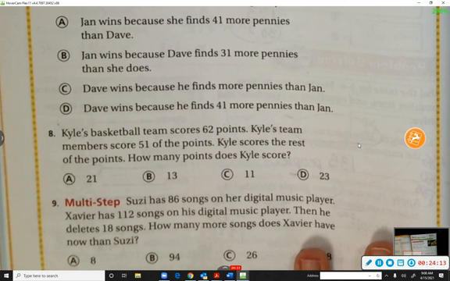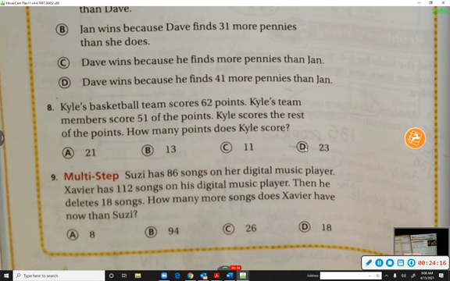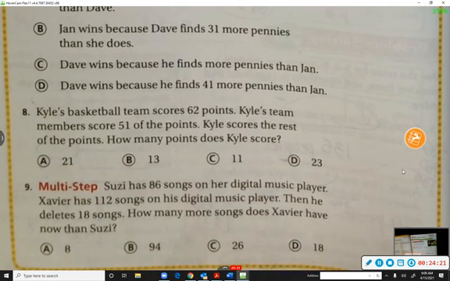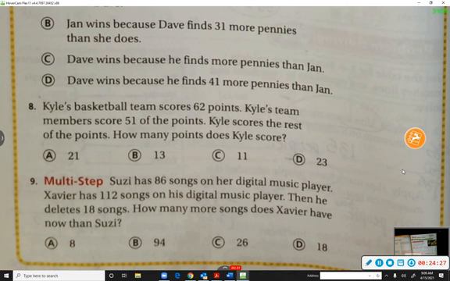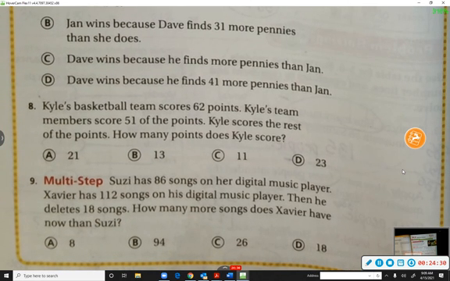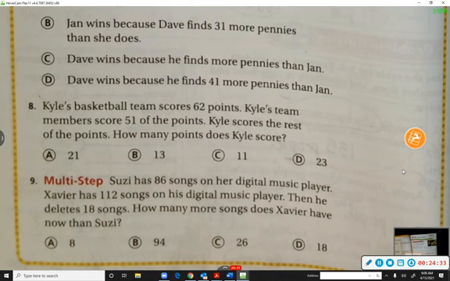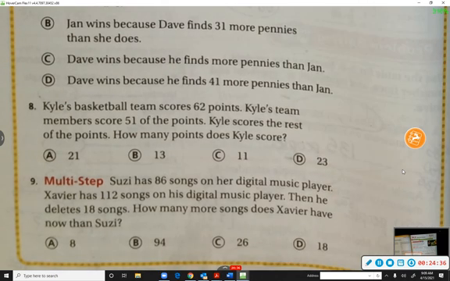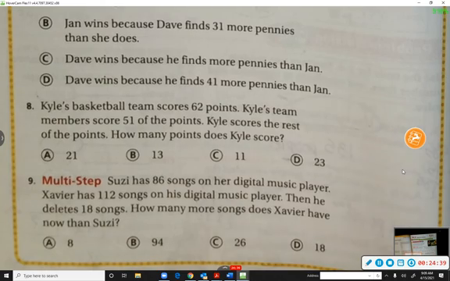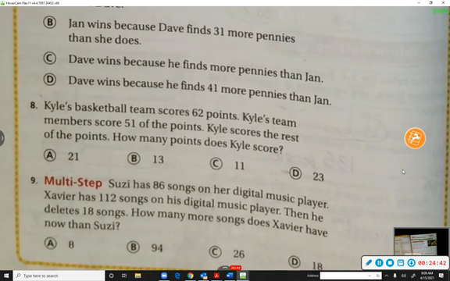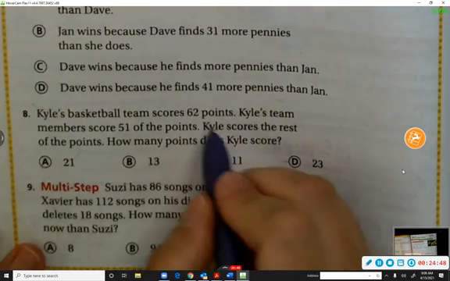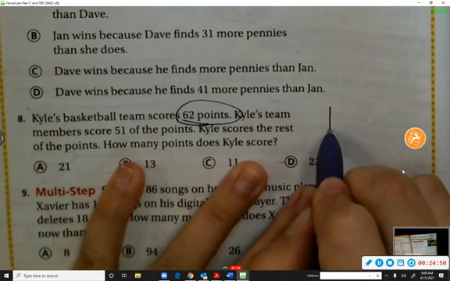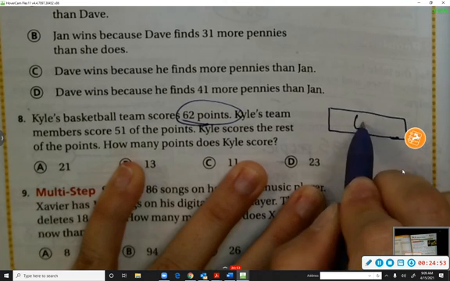I want to do number 8 with y'all. Okay, so I'm going to do number 8, showing you guys how to use a strip diagram again one more time. So number 8 says, Kyle's basketball team scores 62 points. Kyle's team members score 51 of the points. Kyle scores the rest of the points. How many points does Kyle score? Okay, so Kyle's basketball team scores a total of 62 points. That's how many points they scored in all. So that would go in my whole.